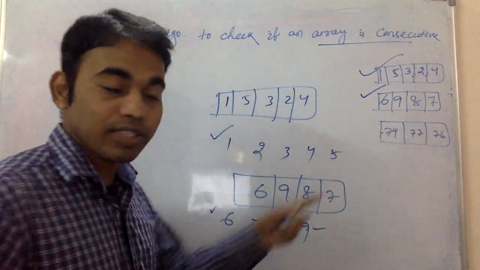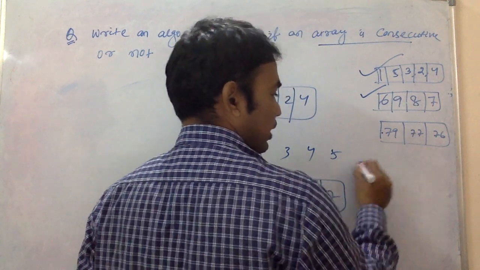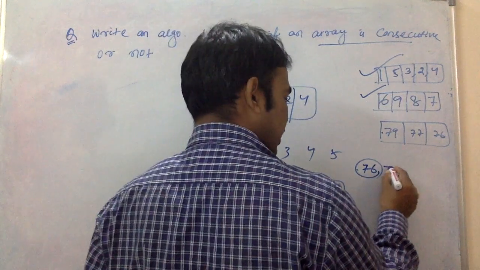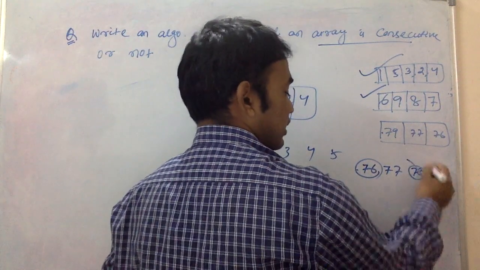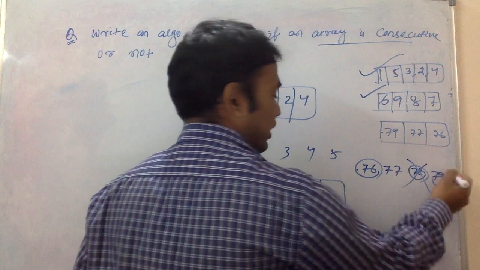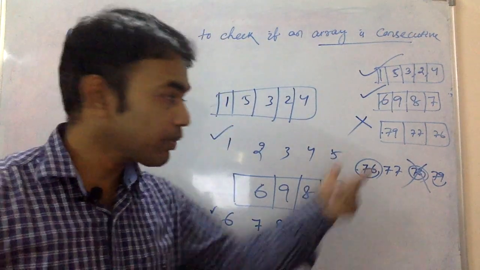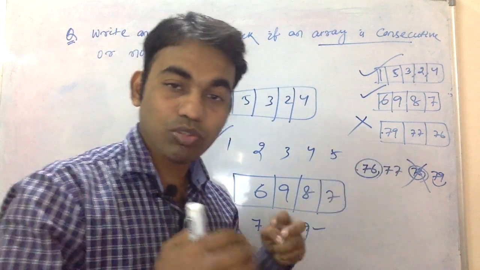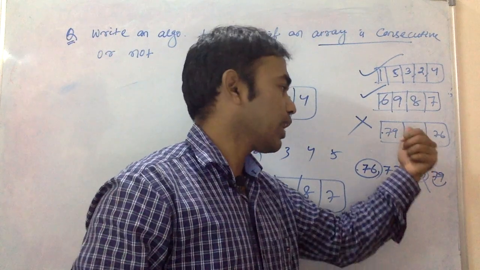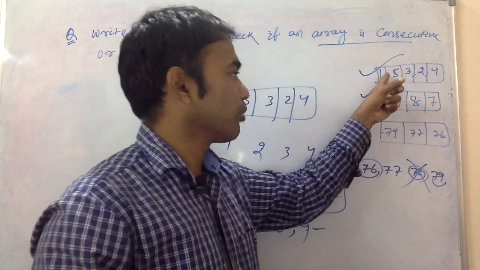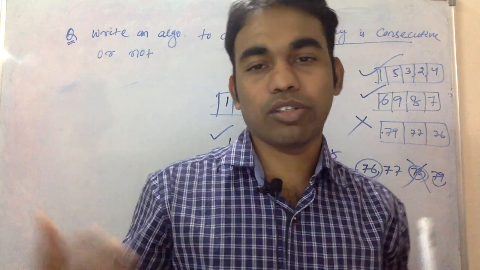How about this one? Whether this array is consecutive? Let's check. This array contains 76. The consecutive of 76 is 77. But what is the consecutive of 77? That is 78, and 78 is not there. And 79 is there, but it has no consecutive element either. So this array is not consecutive. If I insert 78 into this array, then yes, this array is consecutive. I hope you got it. An array is consecutive means each element has its consecutive element.